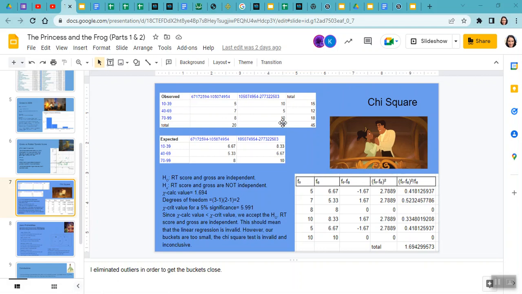You need to try a few things, but if it doesn't work out in the end, then you can make a statement like I did that says, however, our buckets are too small. The chi-square test is invalid and inconclusive. So let's see how I went about doing this.